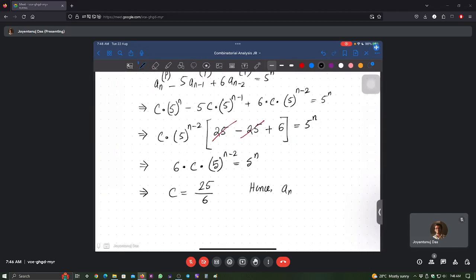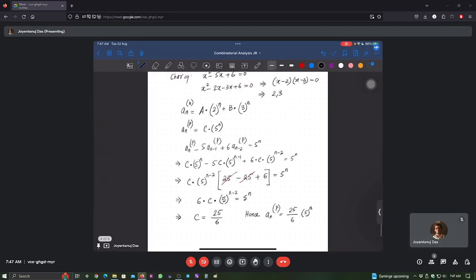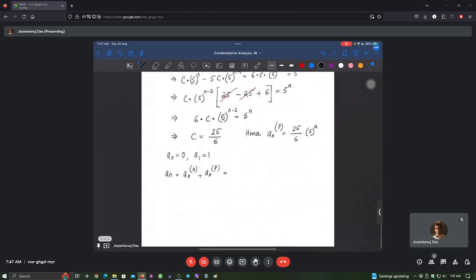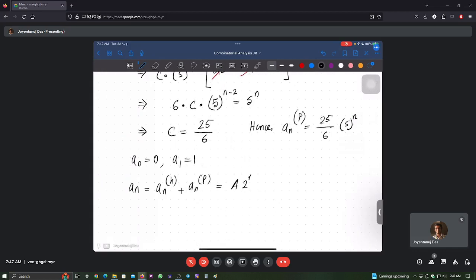So the particular solution we got is 25 over 6 times 5 power n. Now, the initial conditions are a0 is 0, a1 is 1. The general solution is the homogeneous part plus the particular solution: a times 2 power n plus b times 3 power n plus 25 by 6 times 5 power n.